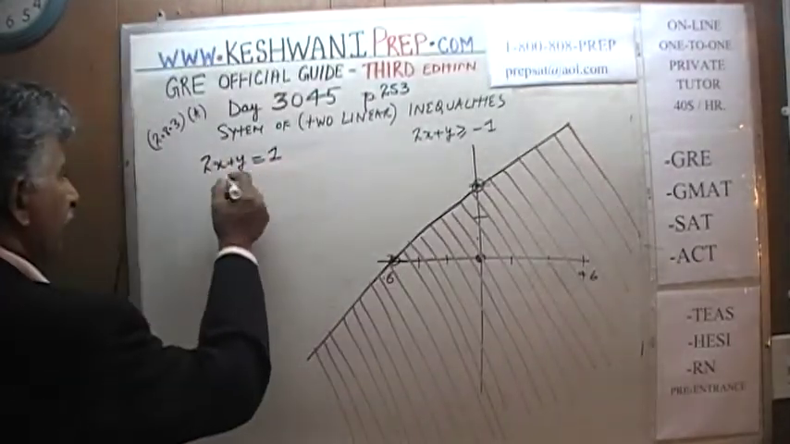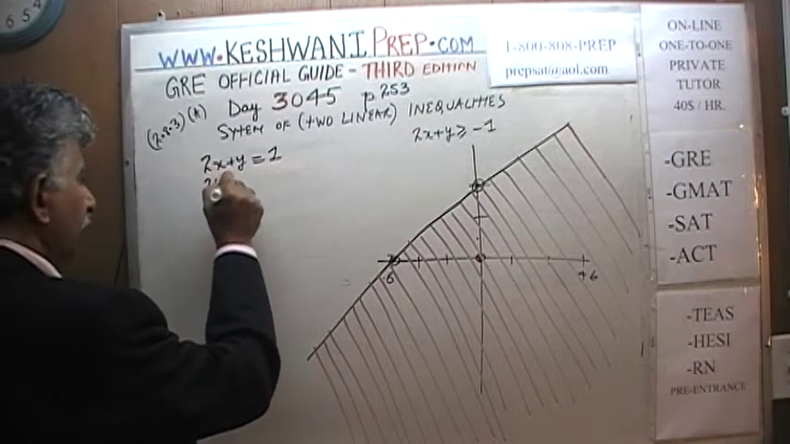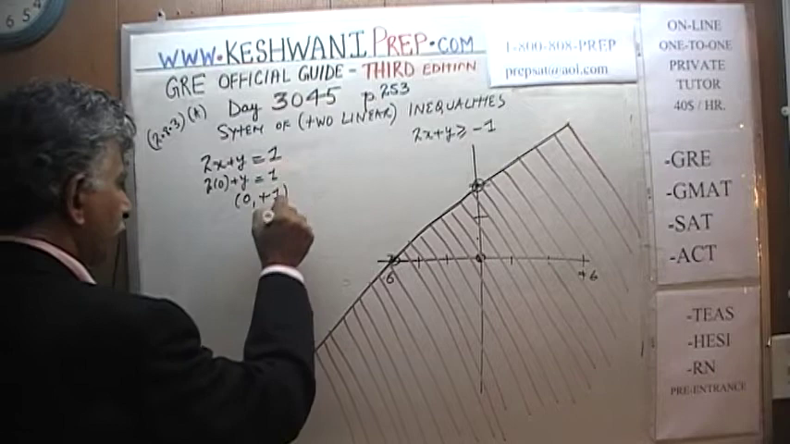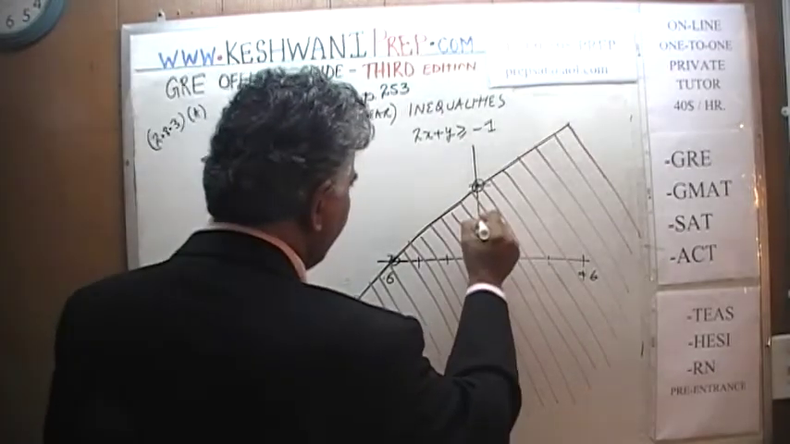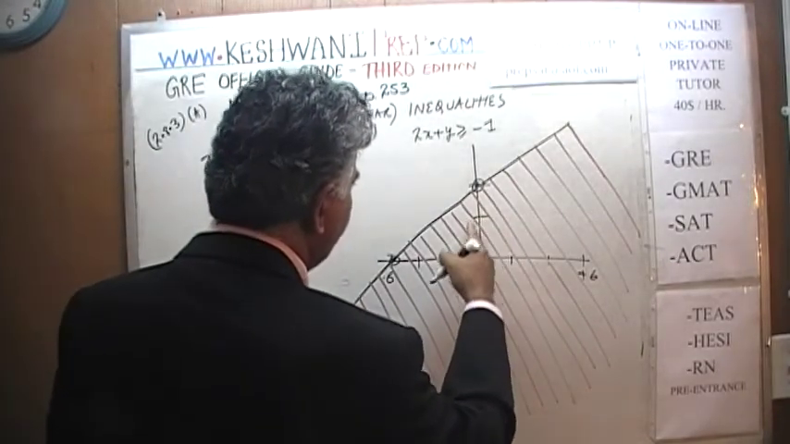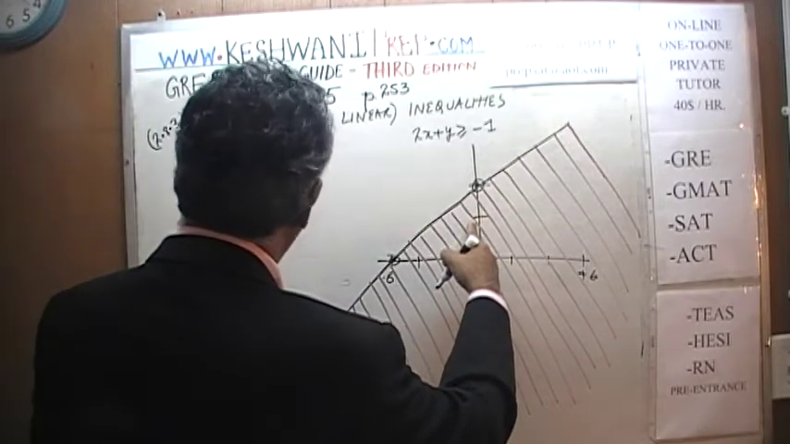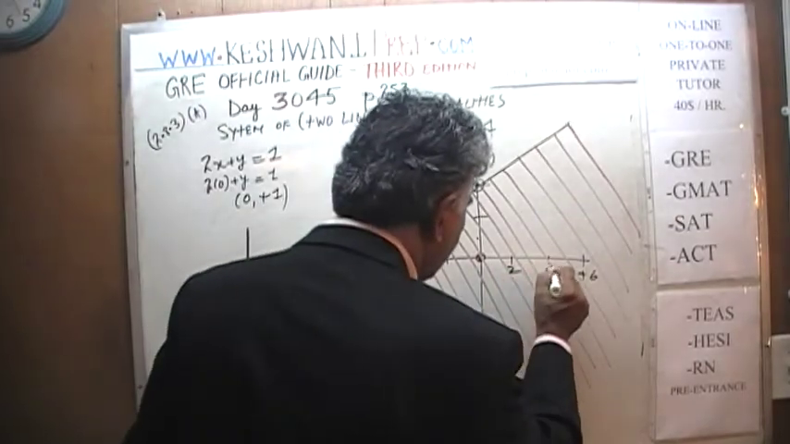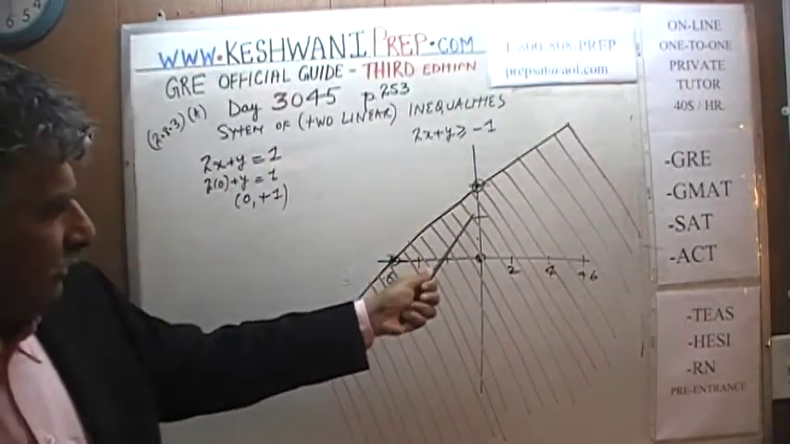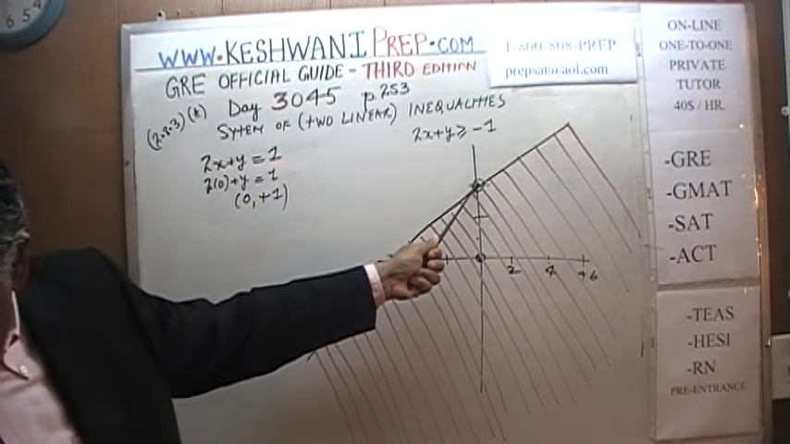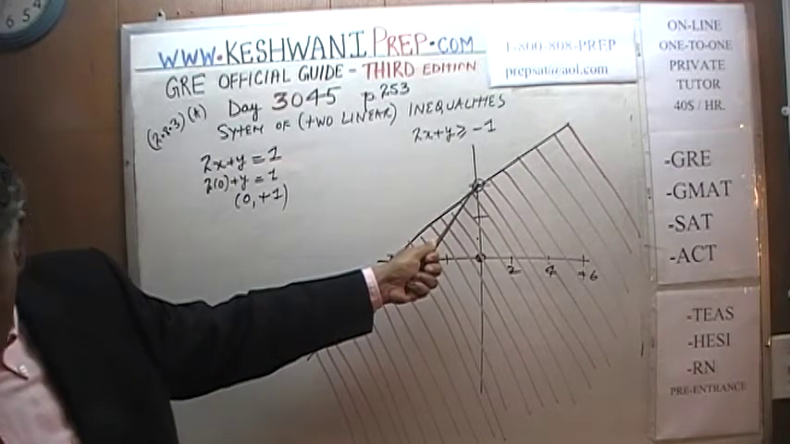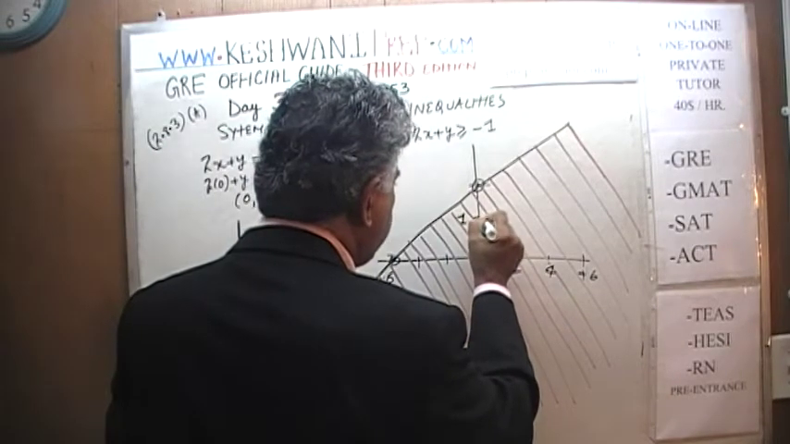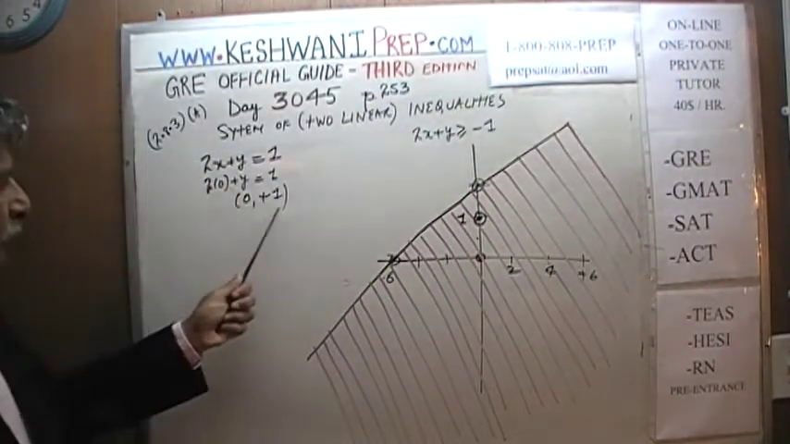Again, when x is equal to 0, 2 times 0 plus y is 1, which means when x is 0, y is 1. Here we know that I had a scale of 2. 2, 4, and 6. Is this 4 or is it 2? When we did the first equation, it was 2. So that means this is 1. There we go, 0, 1.